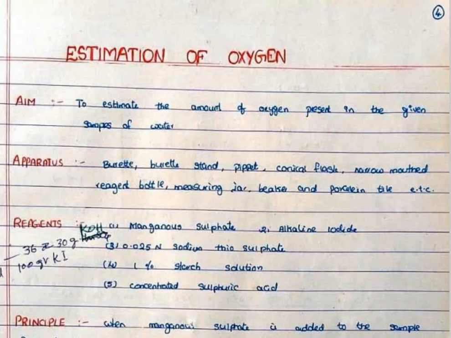Aim: to estimate the amount of oxygen present in the given samples of water. Apparatus: burette, stand, pipette, conical flask, narrow mouthed reagent bottle, measuring jars, beaker and porcelain tiles.